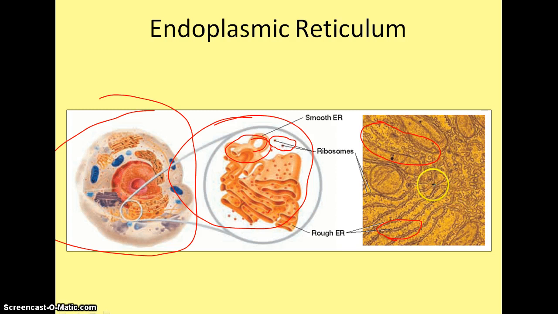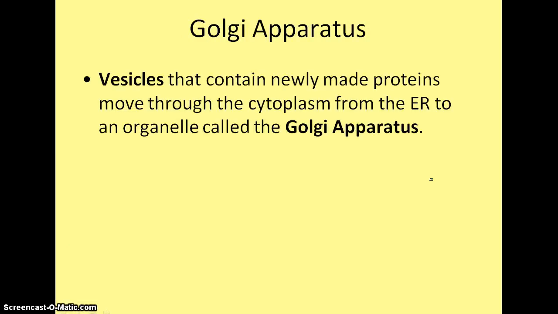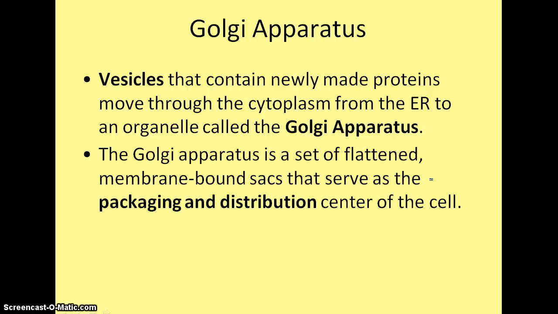Now, we talked about the nucleus, we talked about the ribosomes, we talked about the endoplasmic reticulum. Now we're going to talk about the Golgi apparatus. Now, the Golgi does some interesting things. Pretty much vesicles, which are almost like soap bubbles, contain newly made proteins. They go through the entire cytoplasm from the endoplasmic reticulum, and they end up at the Golgi apparatus. Now, the Golgi, it's a really interesting set of flat membrane-bound discs, and all Golgi does is packaging and distribution. That's all it does. It sends these proteins either out of the cell or to other locations in the cell.